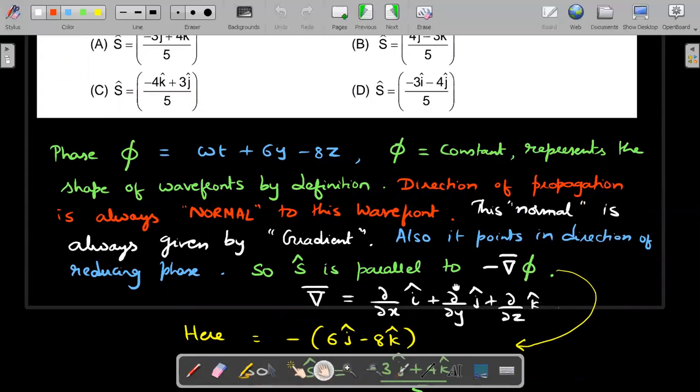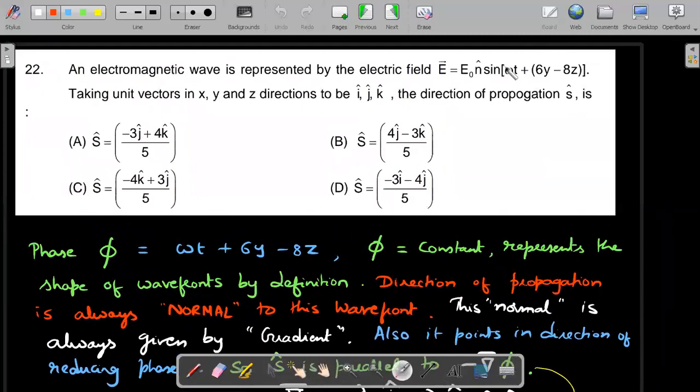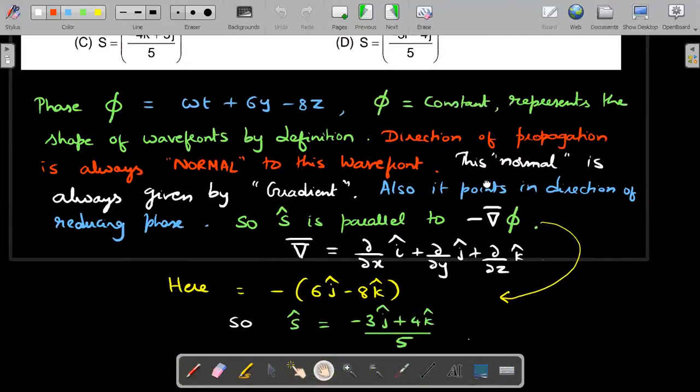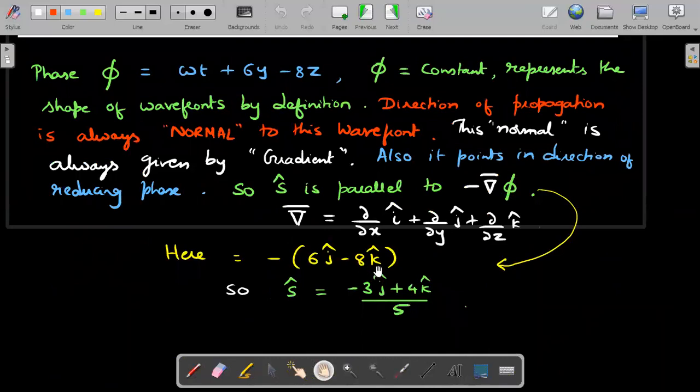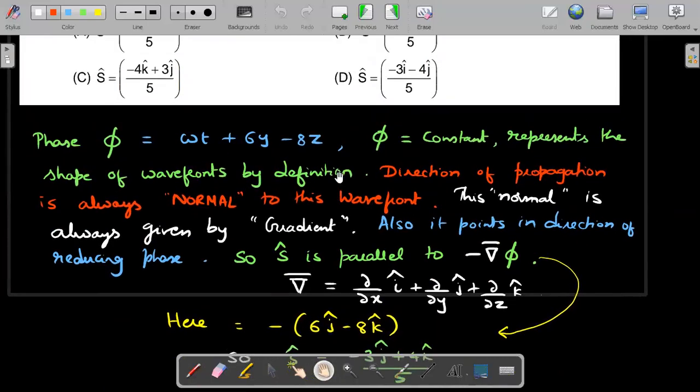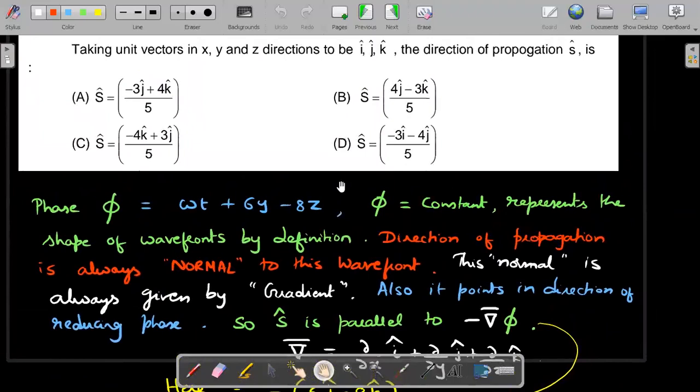As a thumb rule, just remember whatever is given inside, you take a partial derivative with respect to x, y, and z, and add i cap, j cap and k cap, and you'll get the propagation vector. As you can see, here it would be 6j cap minus 8k cap, and don't forget the minus sign as I told you. Which gives you the unit vector in that direction as this number if you took the minus sign correctly. So the required answer would be the first one.